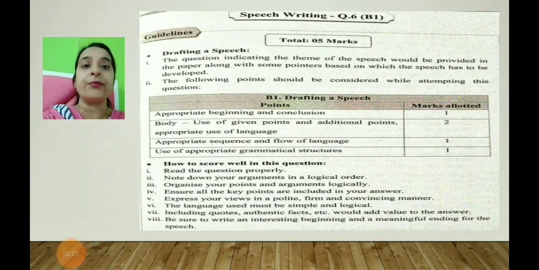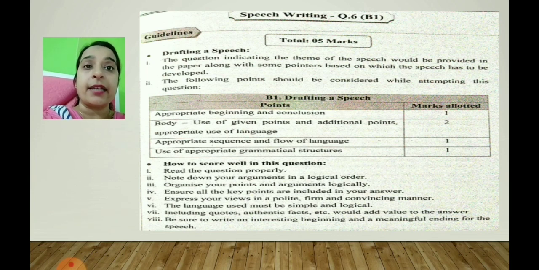Now children, in your exam, speech writing, that is drafting a speech, this question carries 5 marks, and this question is question number 6b1. It carries 5 marks. Now children, the question indicating the theme of the speech would be provided in the paper along with some pointers, that is the hints, based on which the speech has to be developed. So in the question you will be given the theme, what the speech is about, and you will be given the hints also, that is the pointers we call, on which the speech has to be developed.